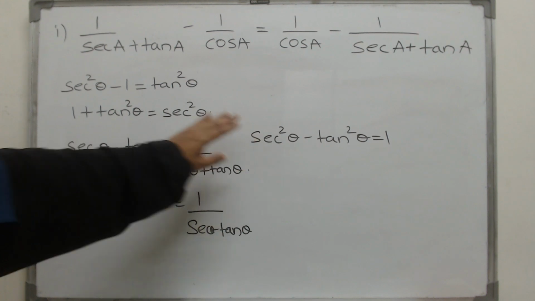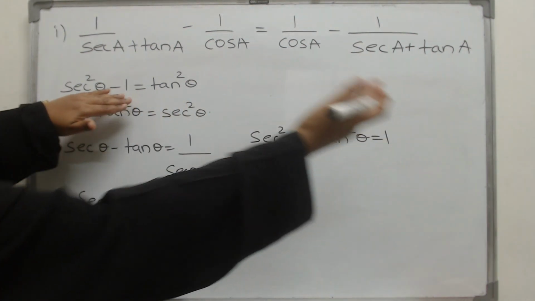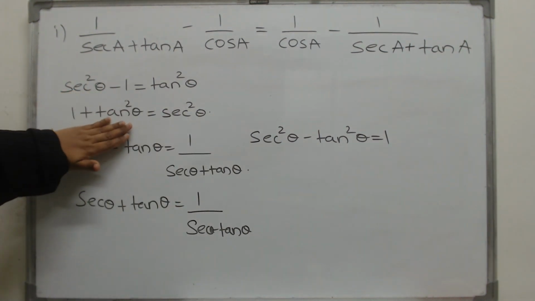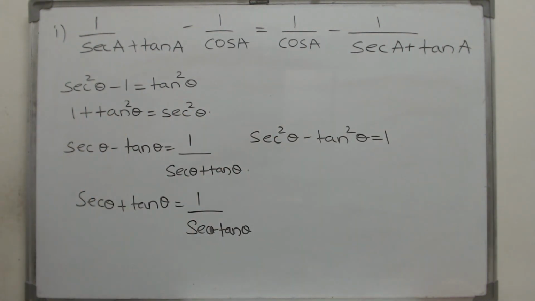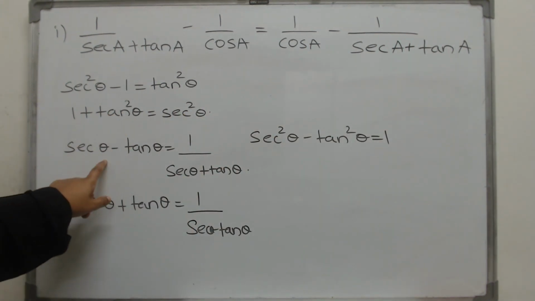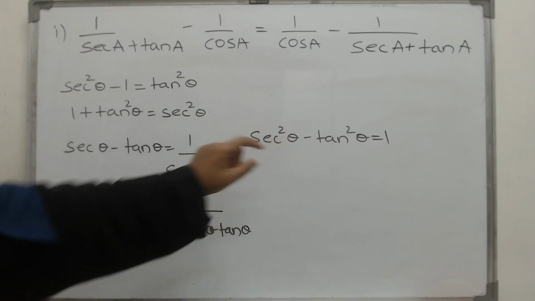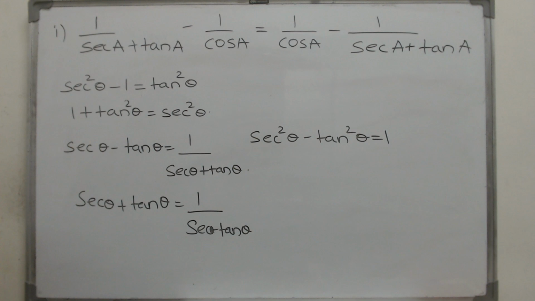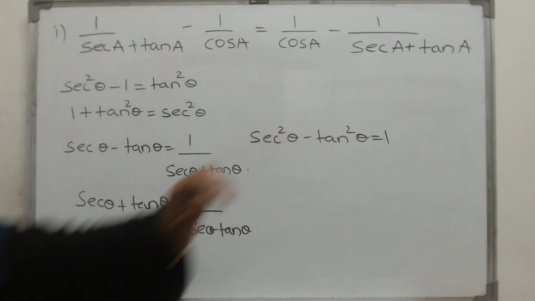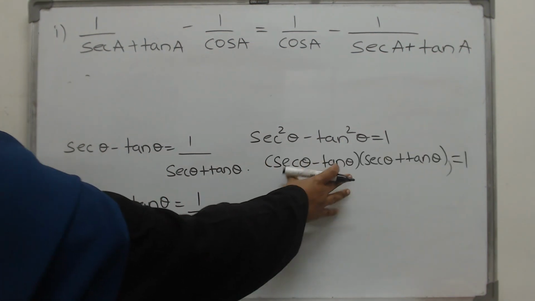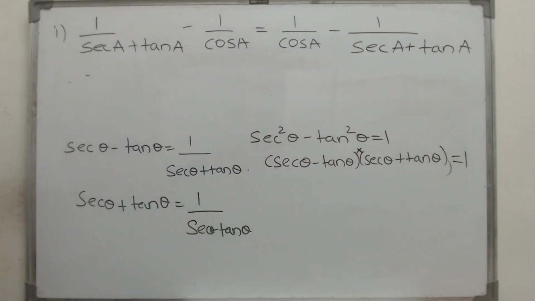How did we get that? For the first, all we did was take tan square to that side and put 1 to this side. Here also the same. All we did is take tan square theta to that side. Now this, what did we do? What do you see here? It is the difference of the squares of two terms, which means what? It is in the form a square minus b square. Secant theta minus tan theta into secant theta plus tan theta is 1.